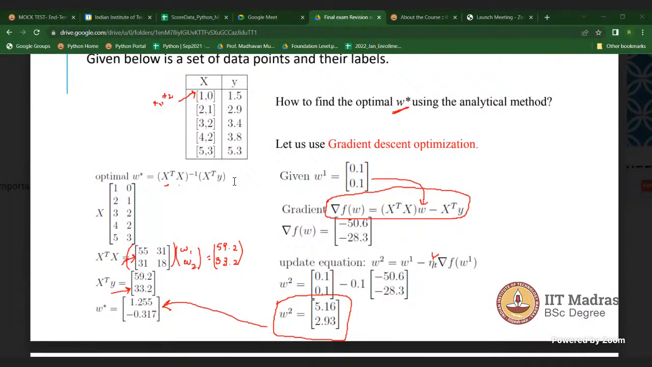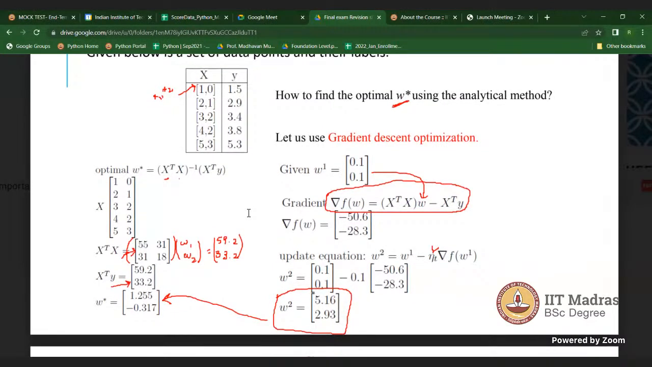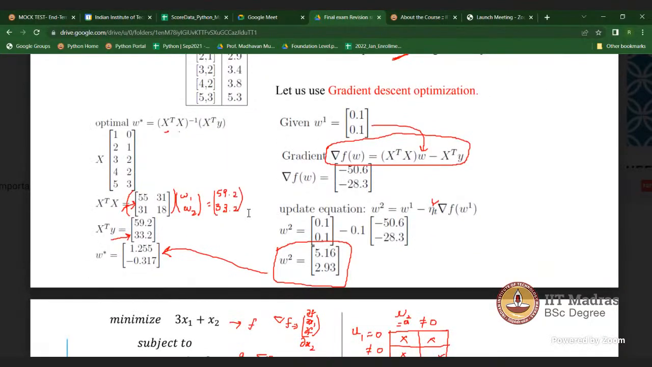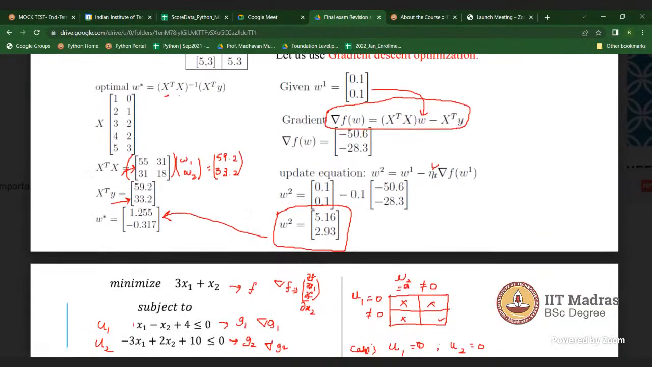In the actual problem, we will not be asking you to find the actual solution directly using gradient descent, because that might take so many iterations, and we might not reach the exact solution even after so many iterations. We might only come close to it with an error, but we might not reach the optimal value.